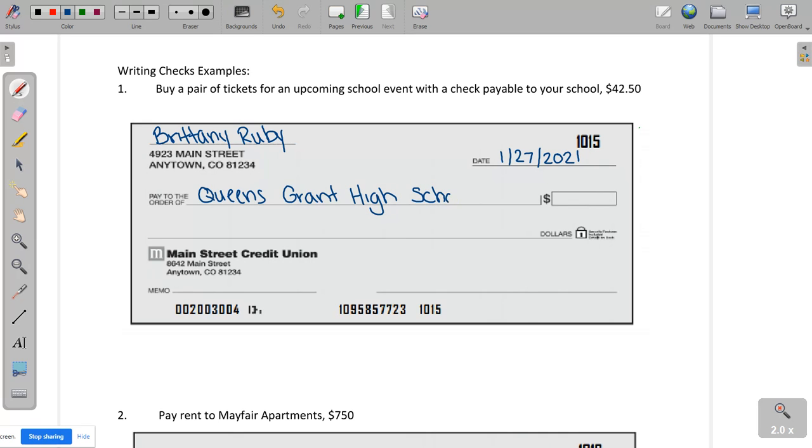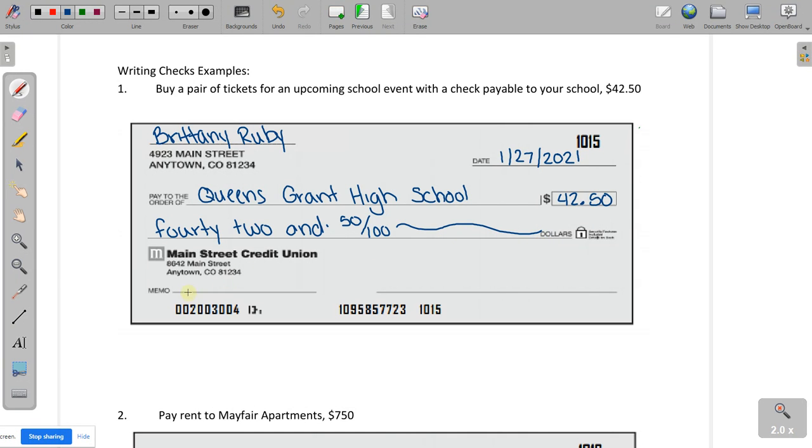And then you're going to write how much we're paying the school. $42.50. So $42.50 using numbers. Now we're going to write it out in words. So 42 and we have 50 cents. So we're going to do 50 over 100 to represent our change. And then we're going to draw a line all the way to the dollars where it's written. This way nobody can alter our check.